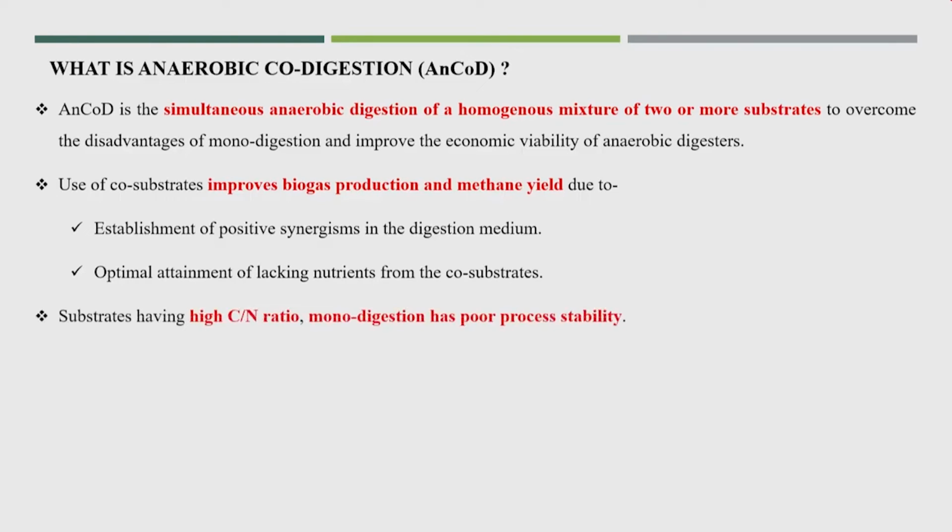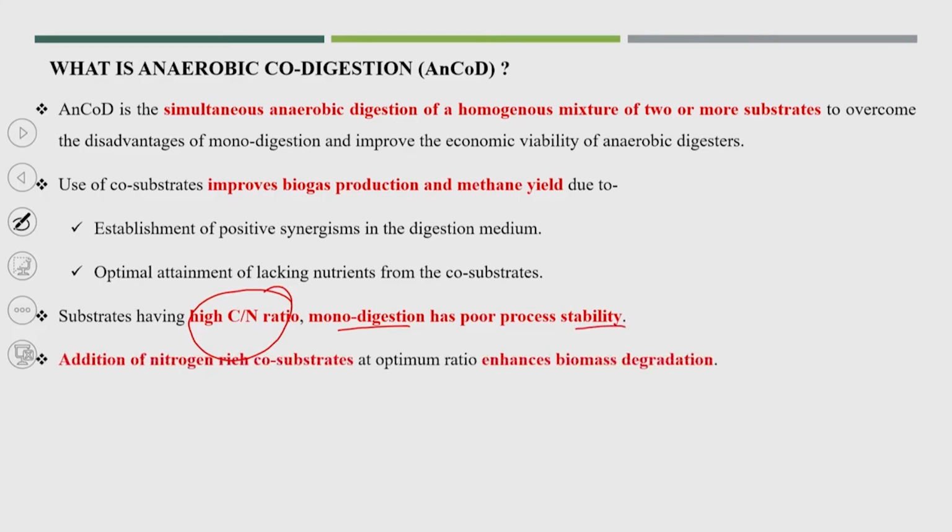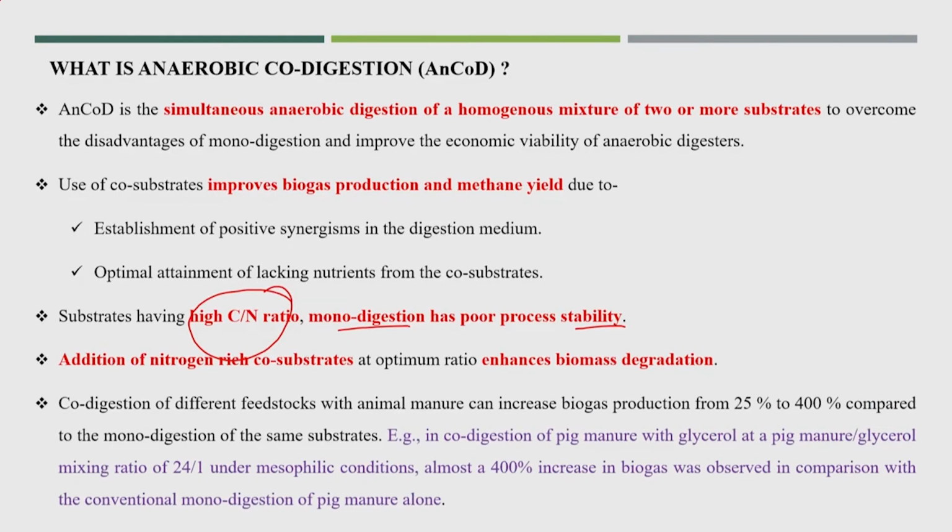So, for substrate having high carbon to nitrogen ratio, monodigestion has poor process stability, and addition of nitrogen rich co-substrate in optimum ratio enhances biomass degradation. So, co-digestion of different feedstock with animal manure can increase biogas production from 20 to 400% compared to the monodigestion of the same substrate.